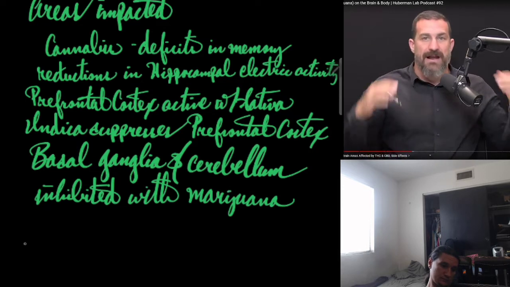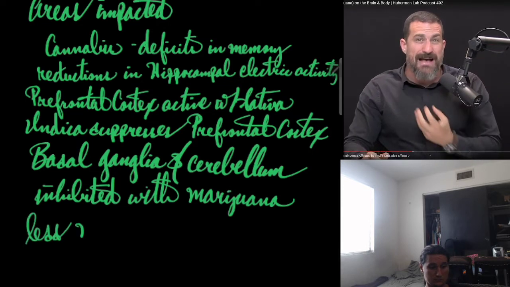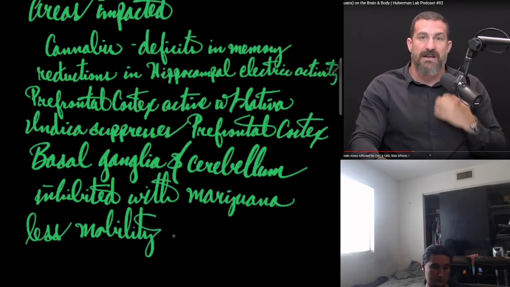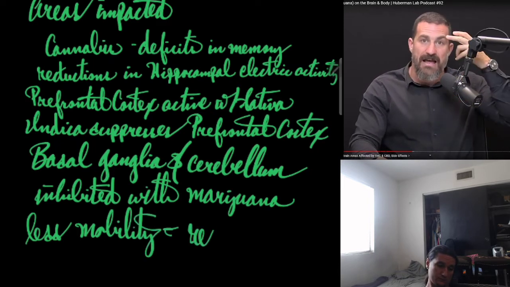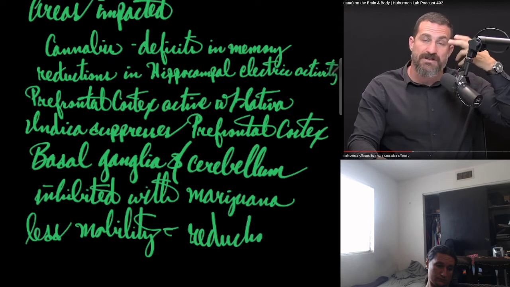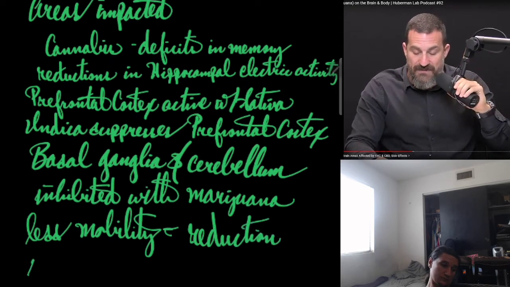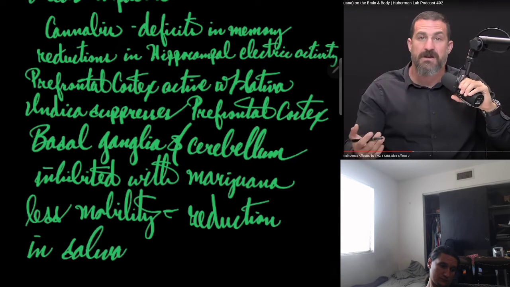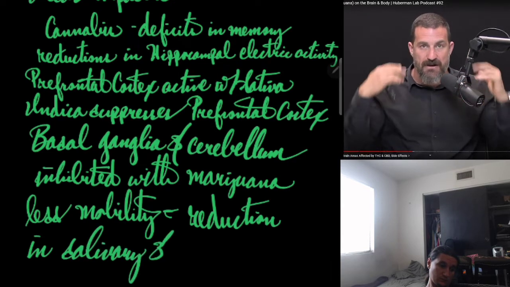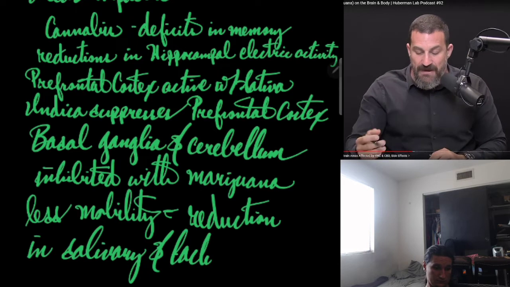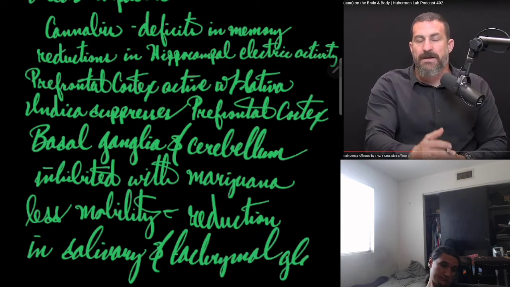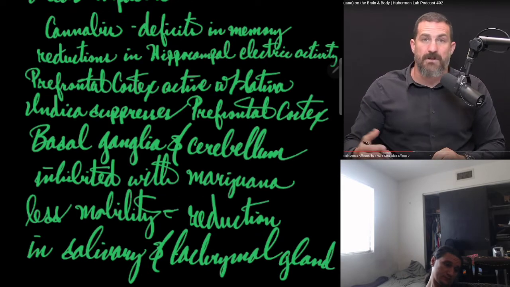Other common effects are reddening of the eyes, dryness of the mouth. That's actually caused by the same general mechanism, which is a reduction in the secretion of saliva and of tears and lubrication of the eyes from the lacrimal glands of the eyes because of the presence of largely CB2, but also CB1 receptors in the mouth and on the eyes. And there tends to be, especially with certain strains of cannabis, increase in appetite, so-called munchies.